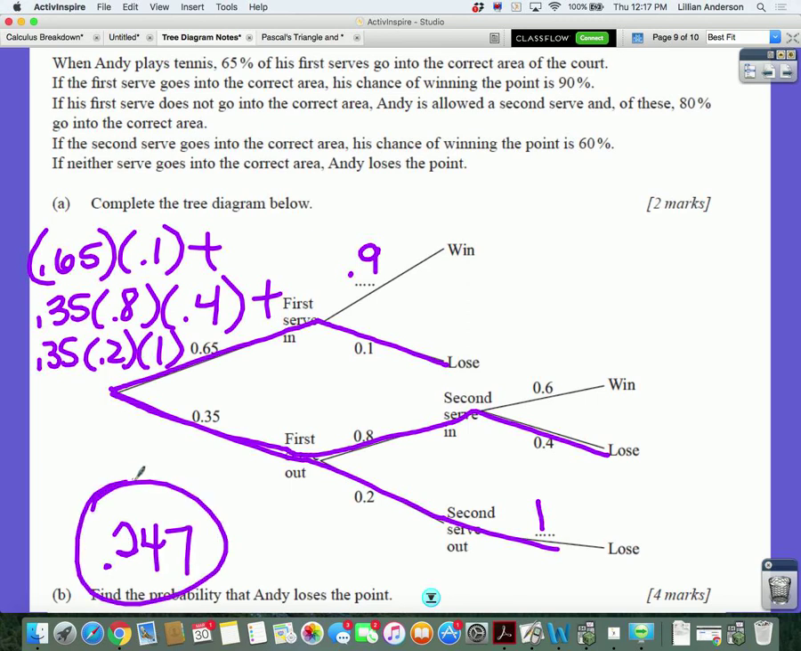And from our tennis person, that's pretty good, wouldn't you say? That's true. Okay? That's a good tennis player because that's a low probability that you'll lose the point. Yeah.